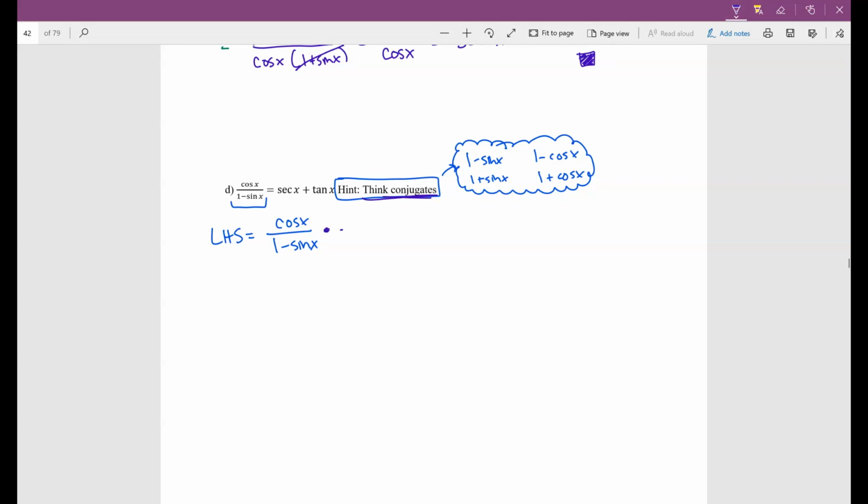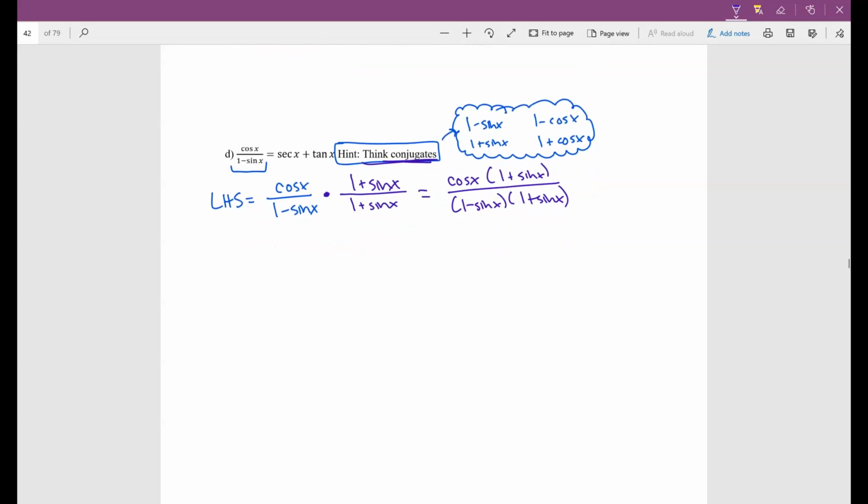But here I would just want to use the conjugates. So I'm going to multiply this guy out. The conjugate of this guy is going to be 1 plus sine x. And whatever I do to the bottom, I also got to do to the top. Think of it like we're multiplying it by the least common denominator. On the top, I'm going to be left with cosine of x times 1 plus sine x, and on the bottom, I'm going to have 1 minus sine x times 1 plus sine x.